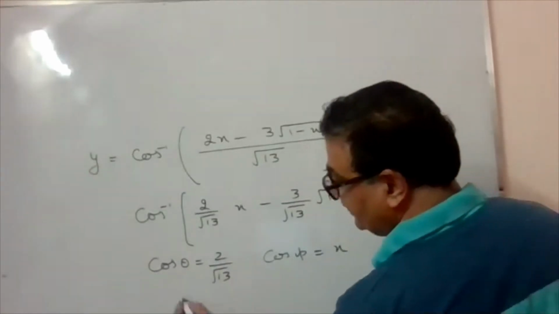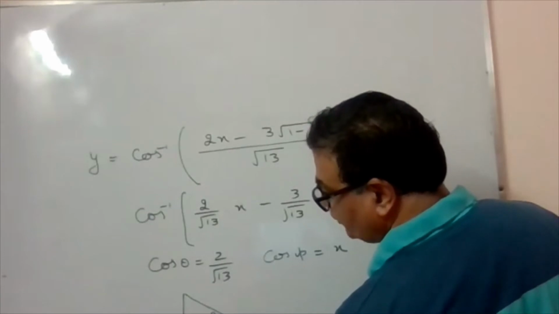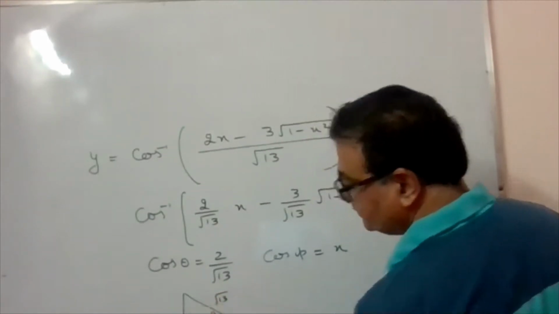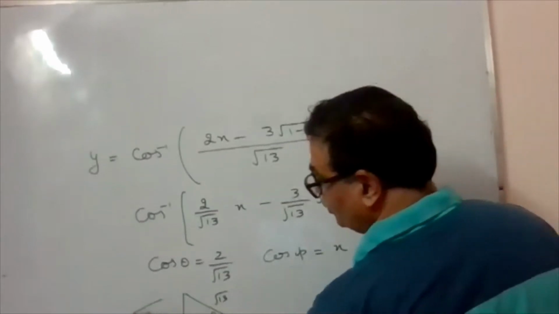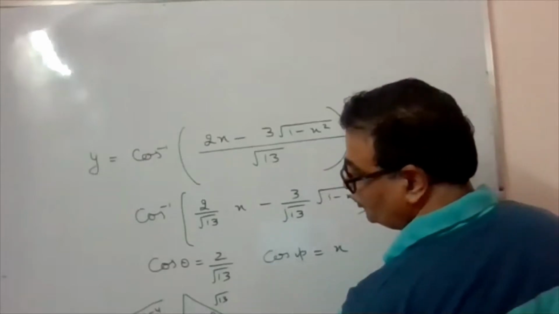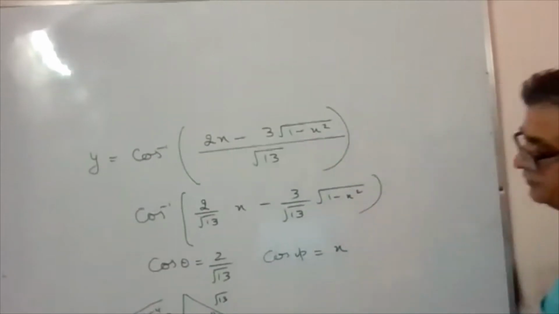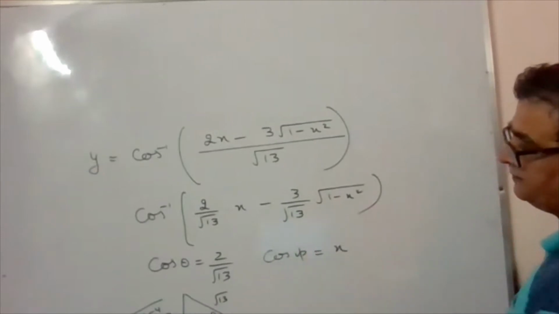Then if cos theta is there, this is the triangle we have. Cos theta is base over hypotenuse. So what will this come? Root of 13 minus 4, that comes out to be how much? 9, so it is 3. So 3 by root 13 will become sine theta here.